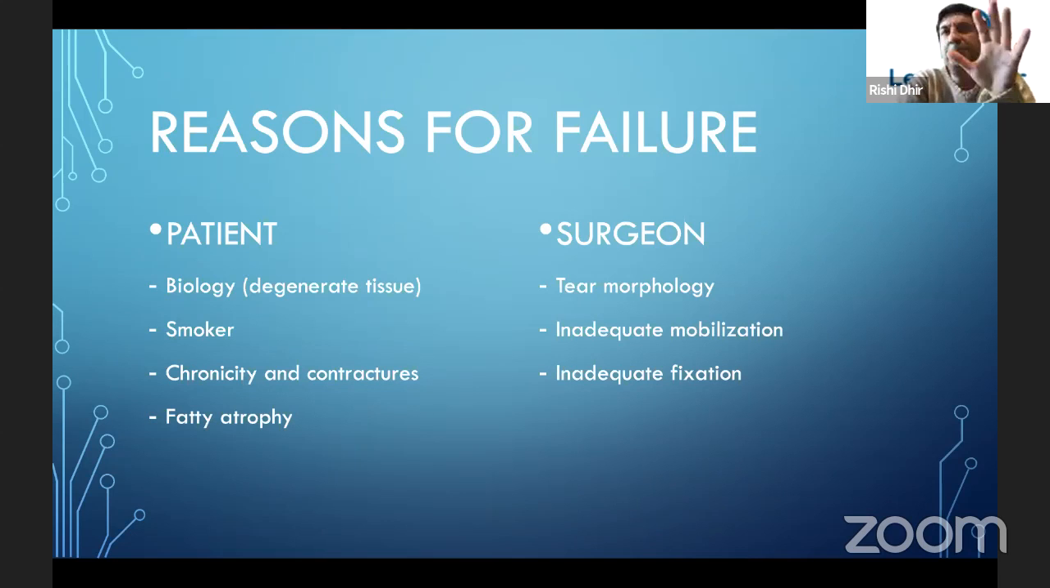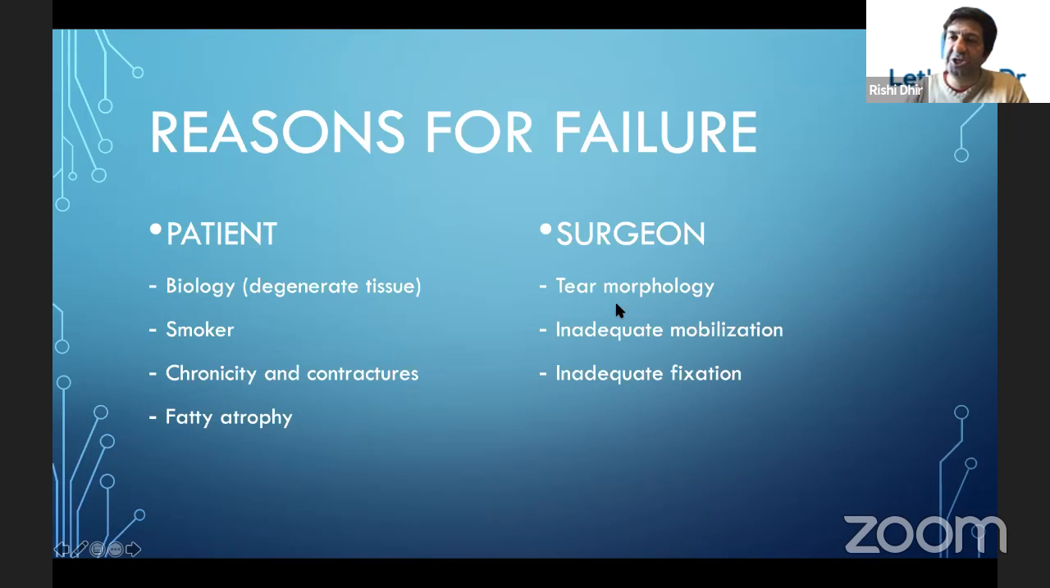Well, implants are so good nowadays that it doesn't tend to be because of an implant problem, like the actual anchors themselves breaking in half. It tends to be because of patient or surgeon factors. So patients might be smokers. They might have degenerate tissue because they've got poor biology. The tendon may be more than 6 months old, so it's now contracted and there's fatty atrophy. Or something the surgeon did wrong in their repair.